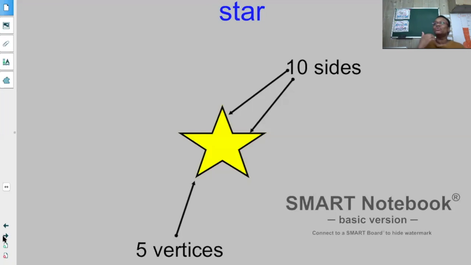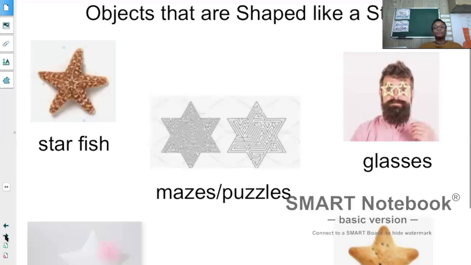Okay, so hopefully you looked around your room, looked around the house, you found something that might be in the shape of a star. You added that to your tree map. Now I'm going to show you some of the objects that I found that can be star shaped. So some of the objects that are shaped like a star. Well, we can have a starfish, right? Is shaped like a star. Again, 5 points, 10 sides. We can have various puzzles or mazes be shaped like stars. Glasses, right? Fun glasses that can be star shaped.